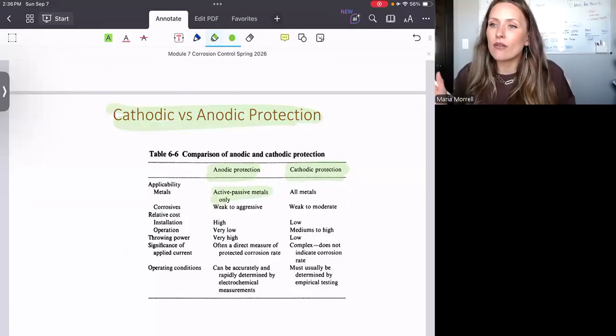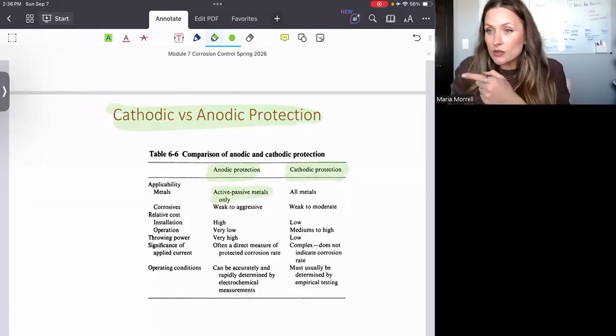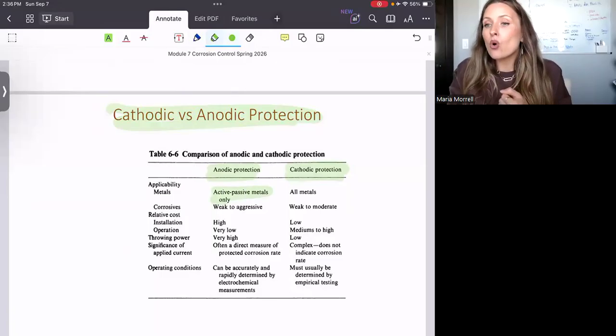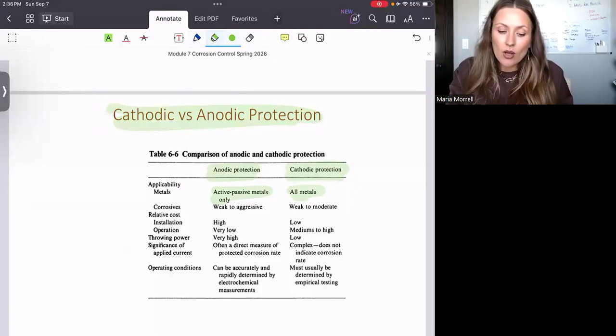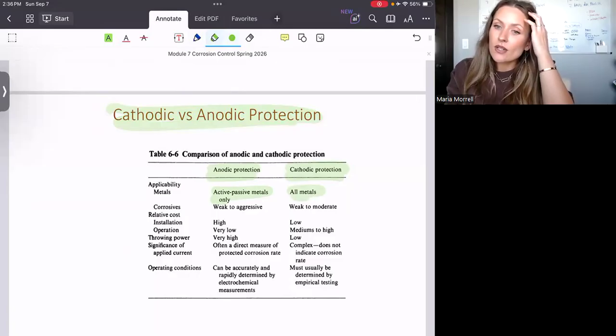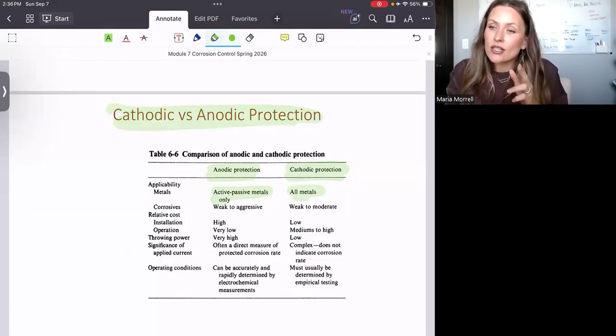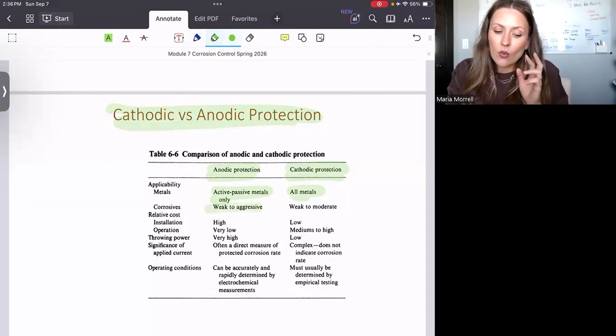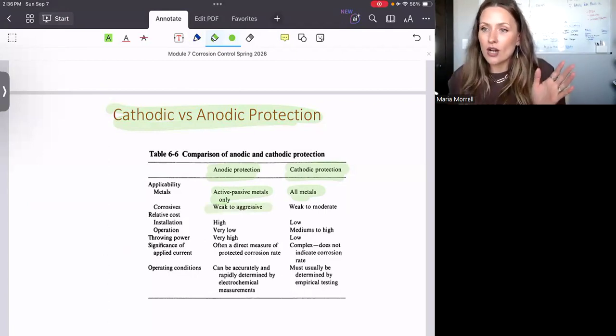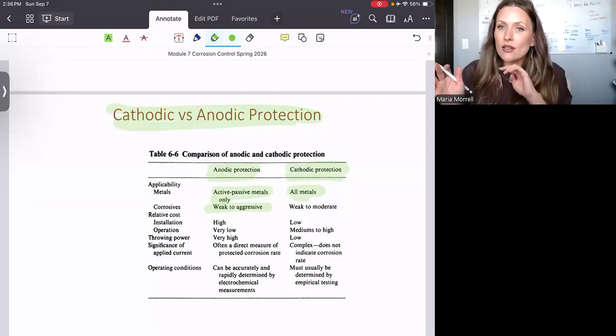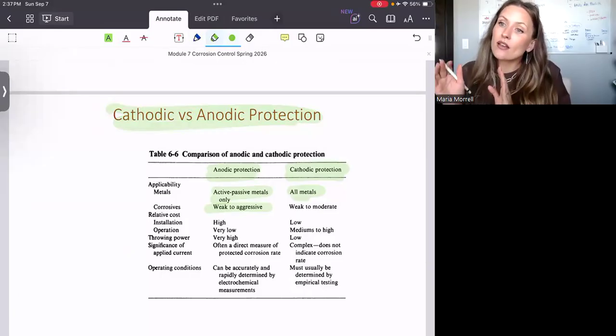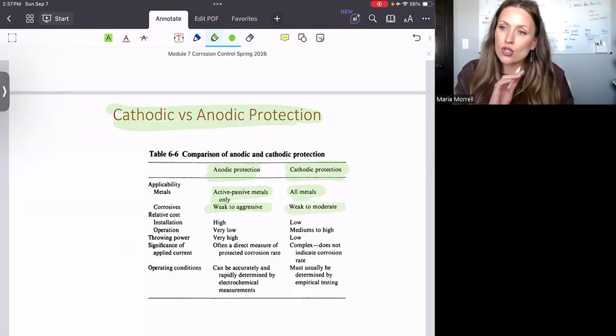I can't apply it to everything. But cathodic protection, whether impressed current or sacrificial anode, there are two, you can apply it to any metal. Now, when it comes down to corrosiveness, anodic protection works extremely well from weak to very aggressive media. So it actually allows you to maintain the material safe in a highly corrosive area. Whereas with cathodic, the corrosiveness usually has to be weak to moderate, okay?